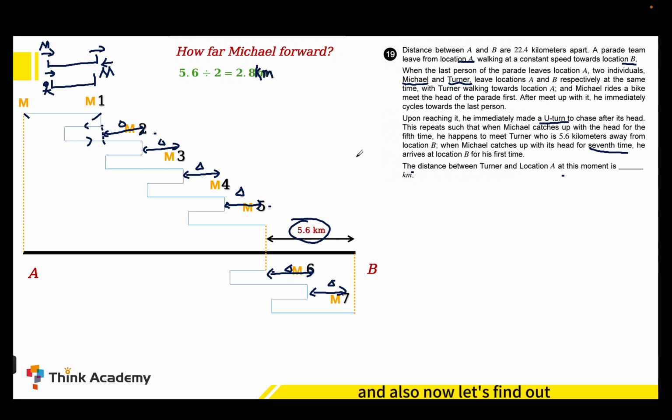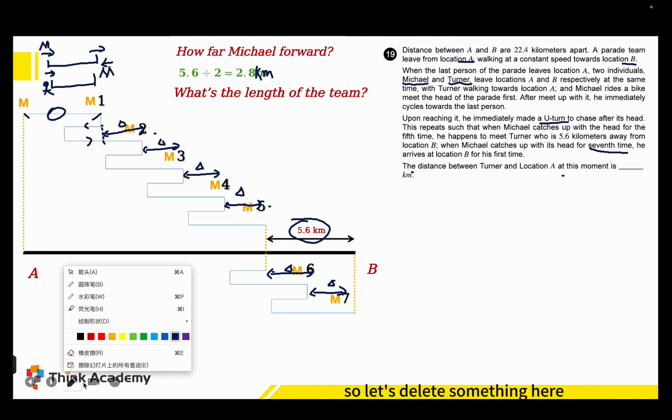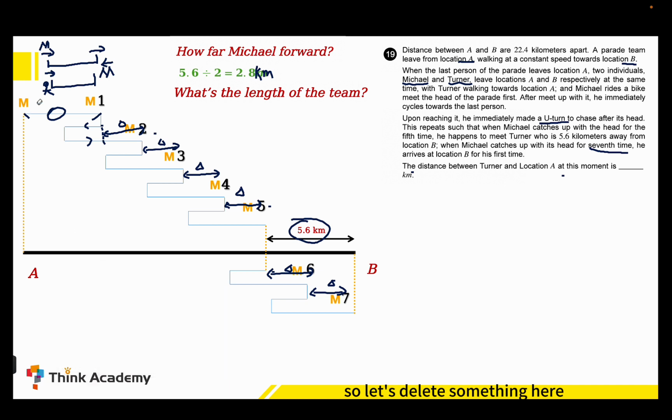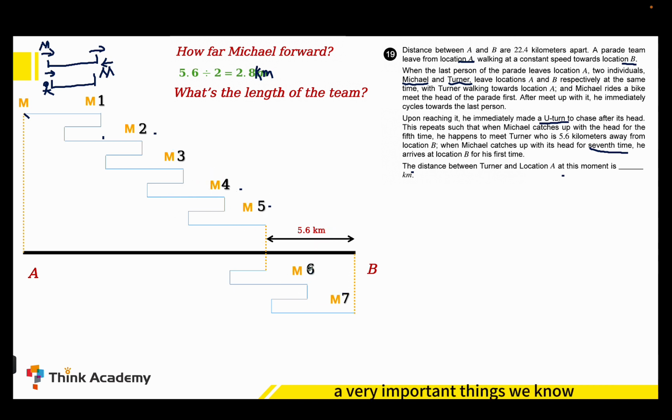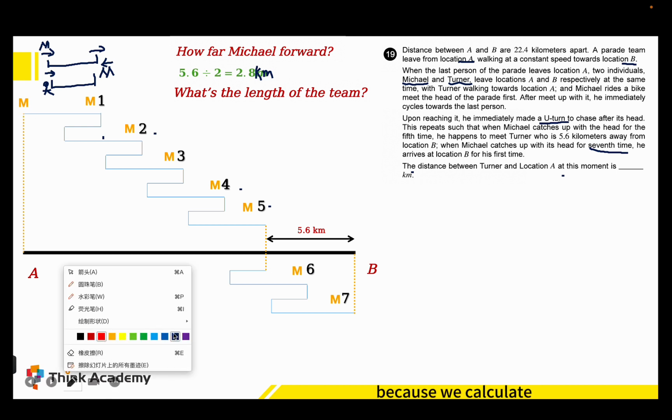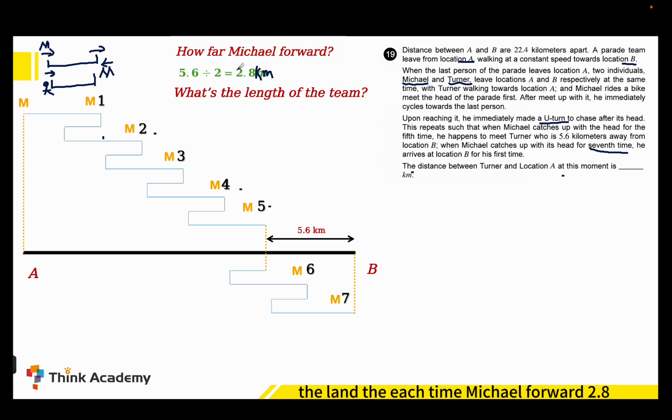And also, now let's find out the length of the team. We need to calculate this length. Okay, so let's delete something here. How can we calculate the length of the team? It's a very interesting and very important thing. Do we know something that can help us? Because each time Michael goes forward 2.8, let's find out how many 2.8 we have.